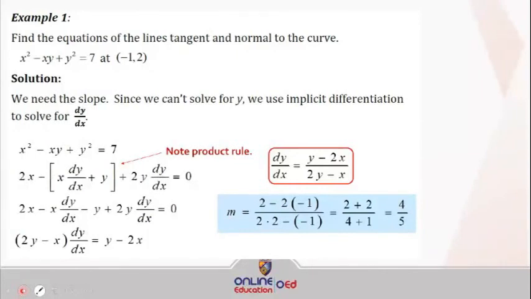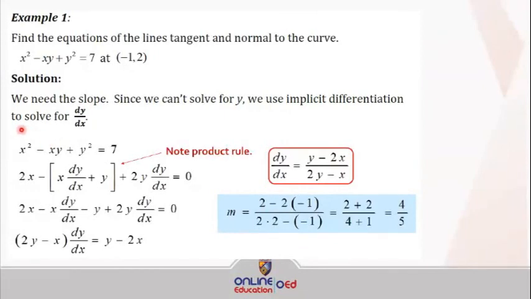Okay, for the example number 1. For the example number 1, may given na tayo ditong equation of the tangent line and also the normal to the curve. So we have x squared minus xy plus y squared equals 7 at negative 1, 2. So we have yung value na yan. So, for this value, we need the slope. Since we cannot solve for y, we use implicit differentiation to solve for the value of dy over dx.